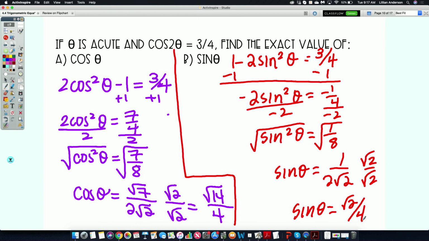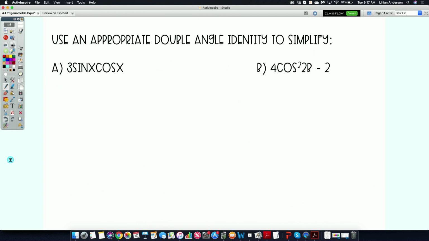Questions? You can also use double angle identities to simplify as well. This would be helpful, like maybe as the first part of another problem where you actually might have to solve an equation. Say 3 sine x cosine x was equal to the square root of 3, and they asked you to solve. Being able to use your double angle identities to simplify that 3 sine x cosine x will help you in solving the problem. Which one does this look like?